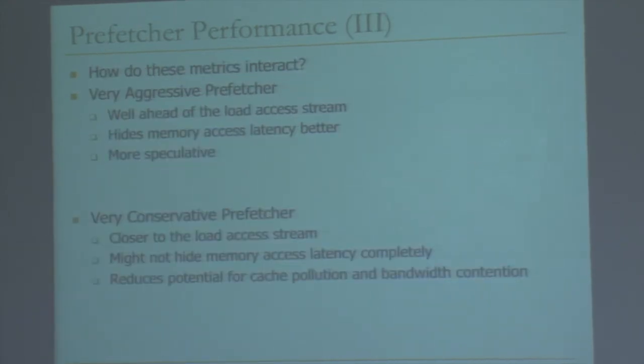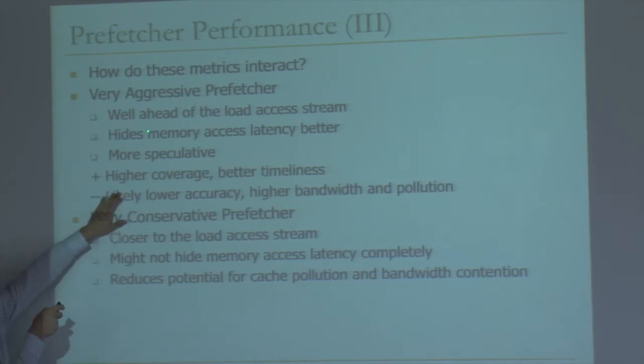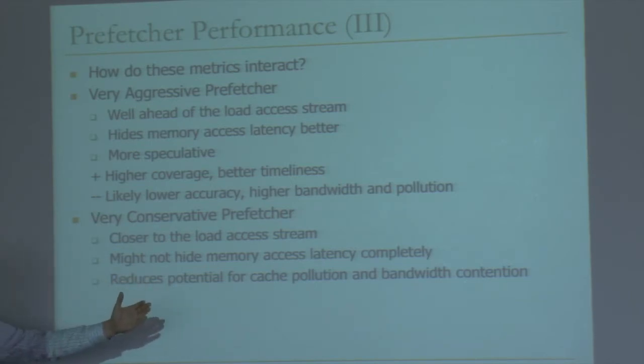Okay. So these metrics actually interact. If you have a very aggressive prefetcher, you're well ahead of the load access stream, right? This is good because it can hide memory access latency better. But it's more speculative also. It can generate requests that are never going to be touched. As a result, it can have higher coverage because it's actually generating many, many requests, and better timeliness because it can be well ahead of the load access stream. It's getting to those addresses much longer before the processor gets to it, assuming it's accurate.